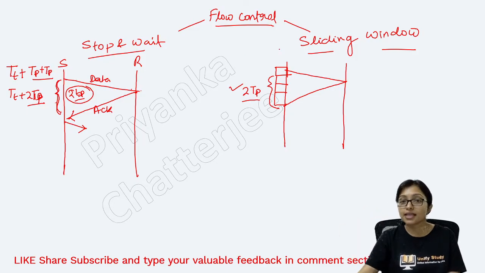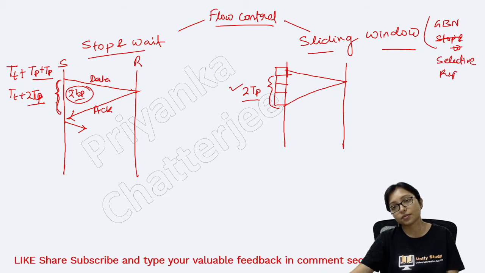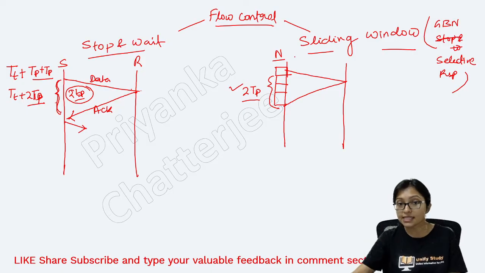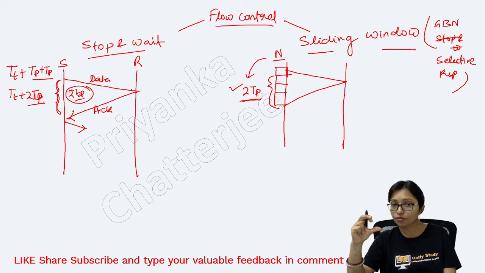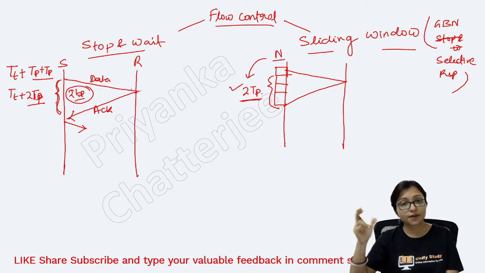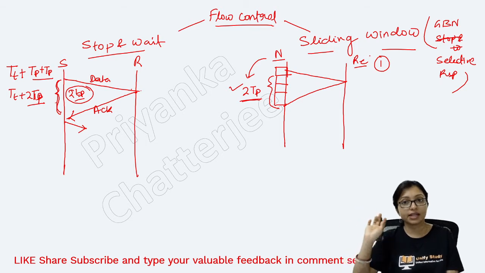In sliding window there are two types actually, go back N and, sorry, selective repeat. So how is go back N working? N number of packets it can send at a time. And this N depends on this 2 TP, meaning in this amount of time, how much data I can transmit. And on the receiver side, the receiver can receive only one packet at a time. That is the main thing here.